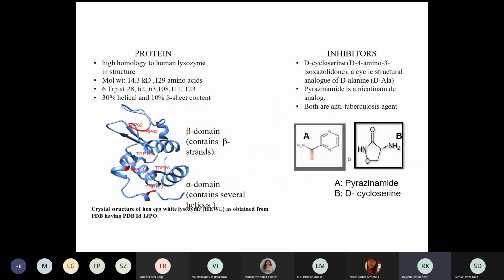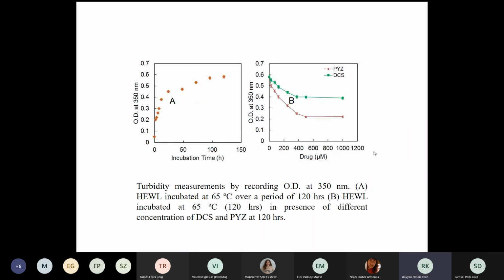Now I'll skip this part because I have already discussed this protein. These are the two drugs: A is pyrazinamide and B is D-cycloserine. Here you can see the turbidity measurement that was performed. This is the point taken for the inhibitory purpose, with a maximum OD of around 0.6. Now we added pyrazinamide, and you can see varying concentrations of pyrazinamide. At 500 micromoles of pyrazinamide and D-cycloserine, it reaches a plateau. So from here we can conclude that pyrazinamide looks to show a more pronounced inhibitory effect as compared to D-cycloserine.